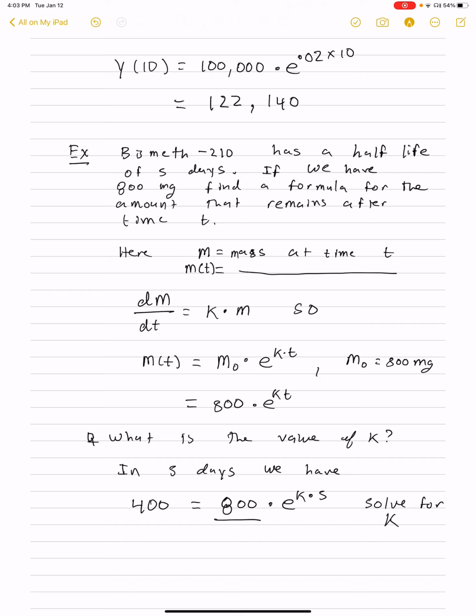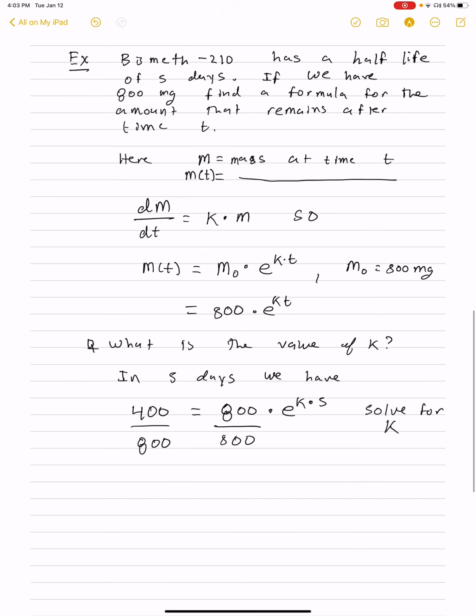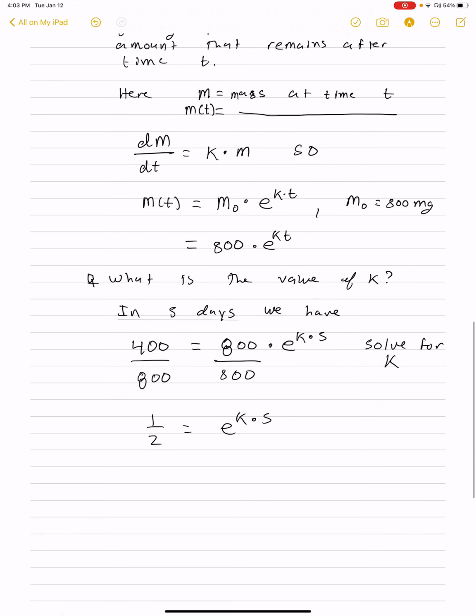So we divide both sides by 800, we get 1/2. 1/2 is equal to e to the k times 5, and then we take the ln: ln of 1/2 is equal to 5k, so k is going to be ln of 1/2 divided by 5, and that is approximately minus 0.138.